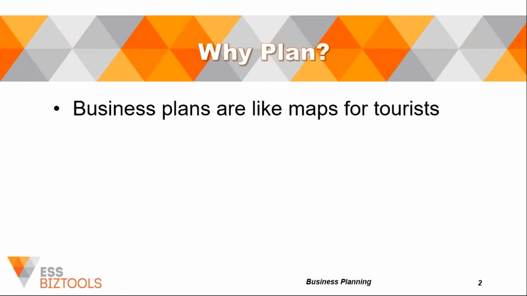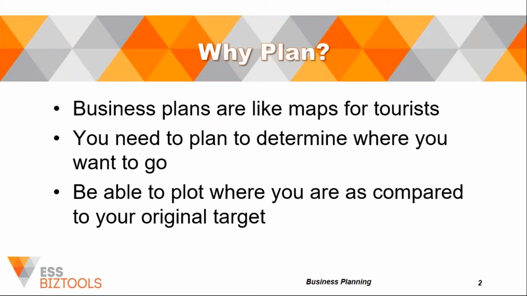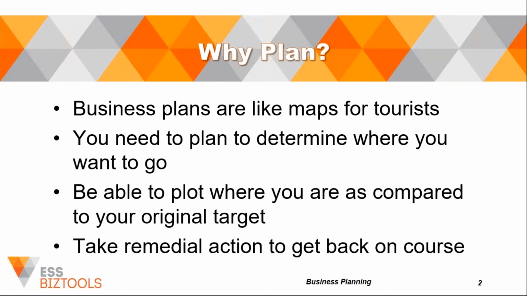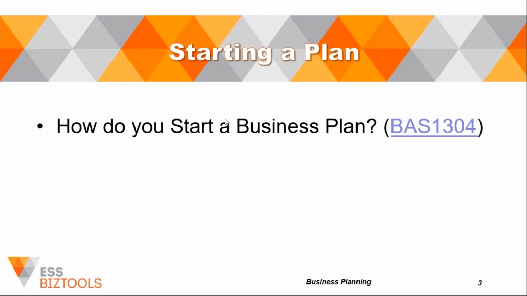Business plans for businesses are basically the same as maps for tourists. If you don't know where you're planning to go, how are you going to know when you get there? And one of the very important parts of this overall process is to be able to determine where you are as compared to what your original plan said you would be at by this stage. So that if there is a need for remedial action to be taken, the business management can determine what that remedial action might be and then go about implementing those changes to their business operations.